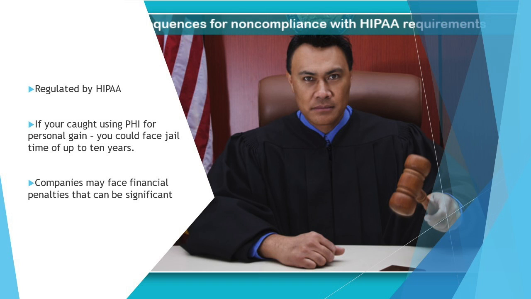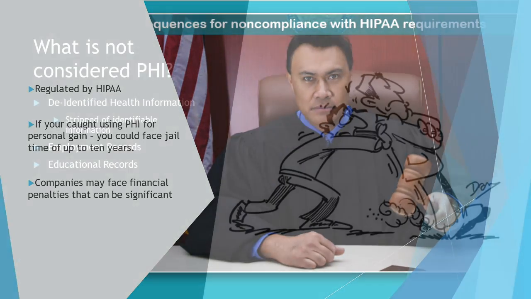Employers cannot disclose this information except for specific circumstances. You may need the information to administer your health plan or for internal process and analysis. If an employee discloses PHI without consent or uses it for personal gain, the penalties can be significant. Using PHI for personal gain could put you in jail.